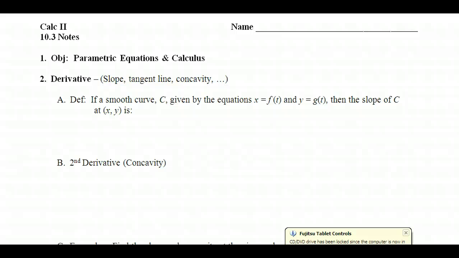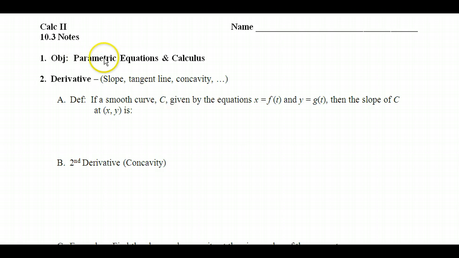All right, so now that we have, in section 2, we learned about parametric equations. Now we're going to apply calculus to our parametric equations for section 3. So today's objective is parametric equations and calculus. Well, the first thing that we learned when dealing with calculus is our derivative. So obviously we need to know how to take the derivative if it's a parametric equation.